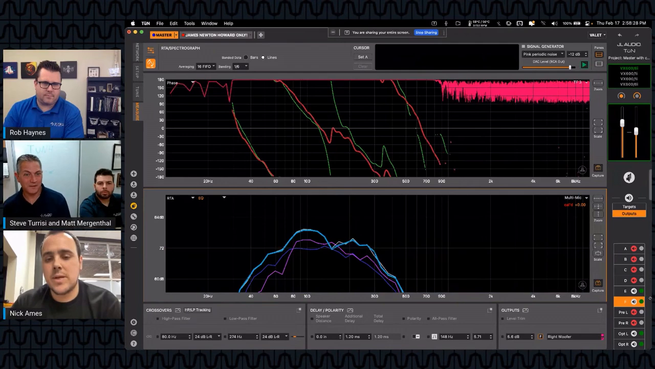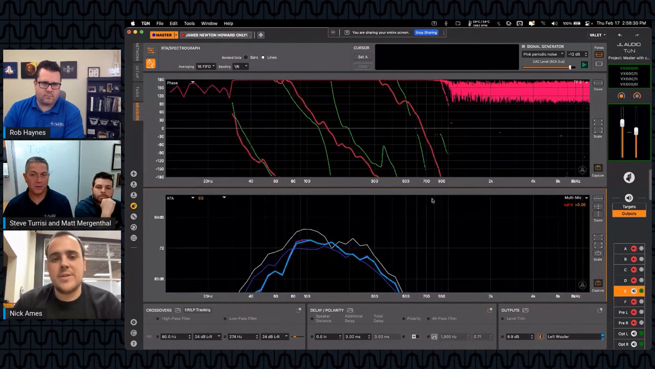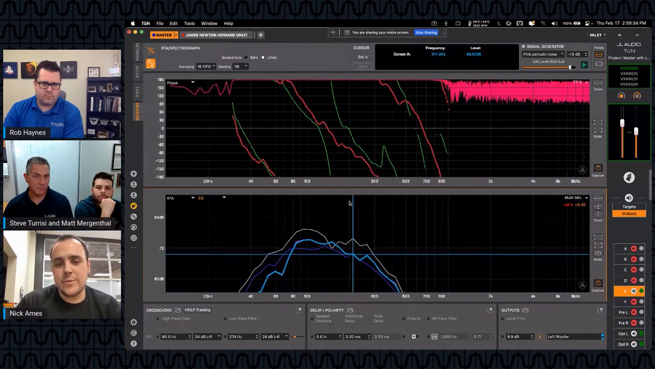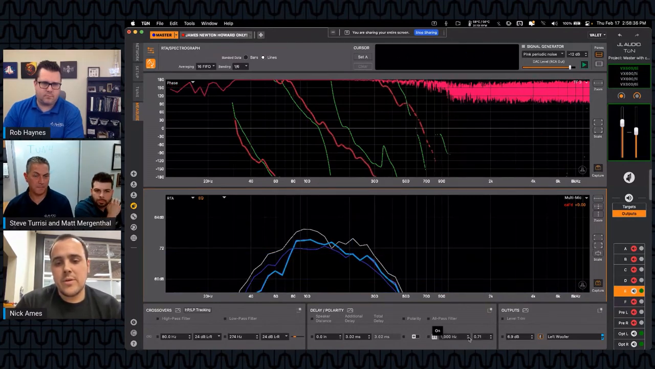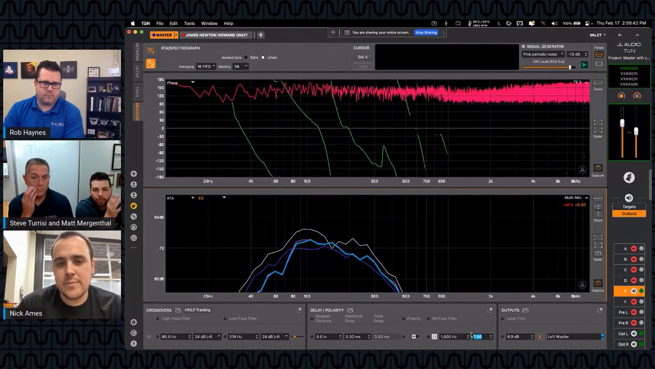So that's that one. And then, let me come to this. So this speaker here is the live one, the red trace on the top, right? Yep. If we were to put an all pass filter in, how would you know where to find the all pass? Like, how would you determine that frequency?